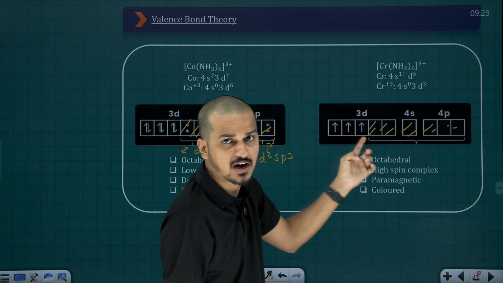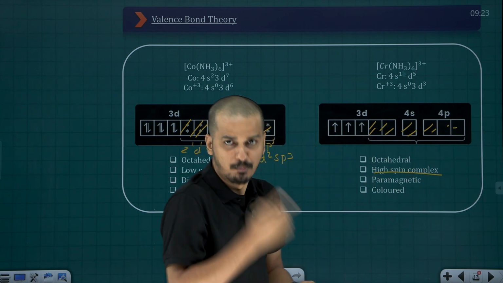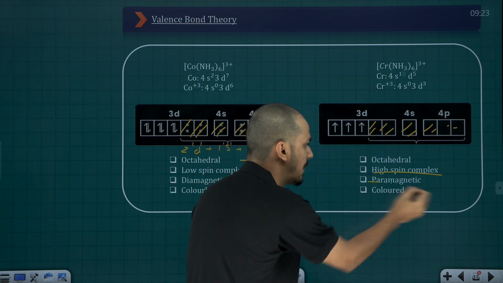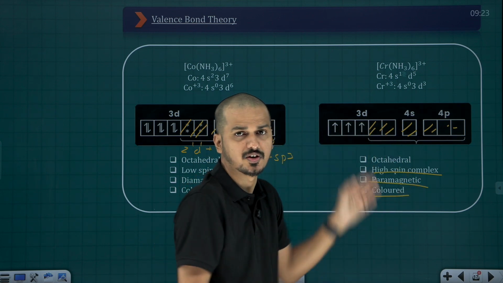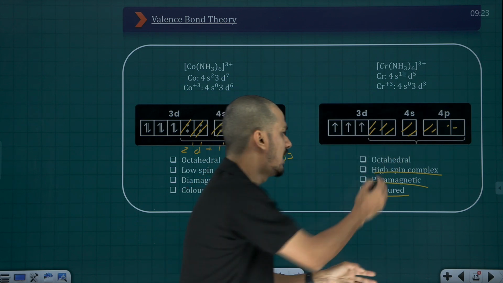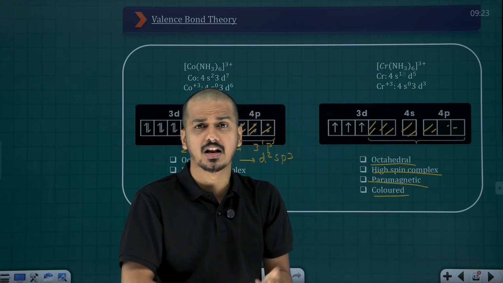But here more than one unpaired electron is present. That's why it is a high spin complex. Minimum one unpaired electron means it is paramagnetic. Here 3 unpaired electrons are there, so more paramagnetic. And it is colored because unpaired electrons are there, and octahedral. This much is the idea; so many exceptions also we learned in the classes.